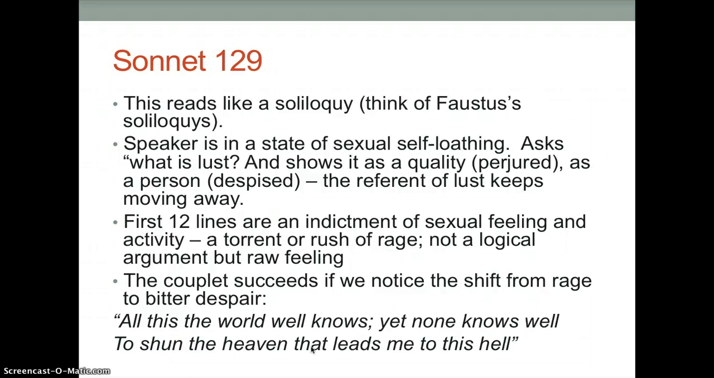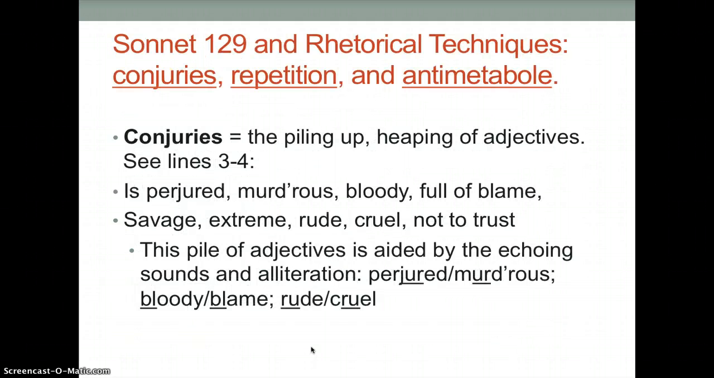And the couplet really only succeeds in the sonnet form as a sort of resolution if we read it as a voice of despair. All this the world well knows, yet none knows well to shun the heaven that leads men to this hell. So that despair, that, and it will happen again, we can't overcome this in ourselves, is the way we might read that as a resolution. But again, I think this is the most unsonnet-like sonnet. So let's look at how he's doing this, or how he's setting this up.